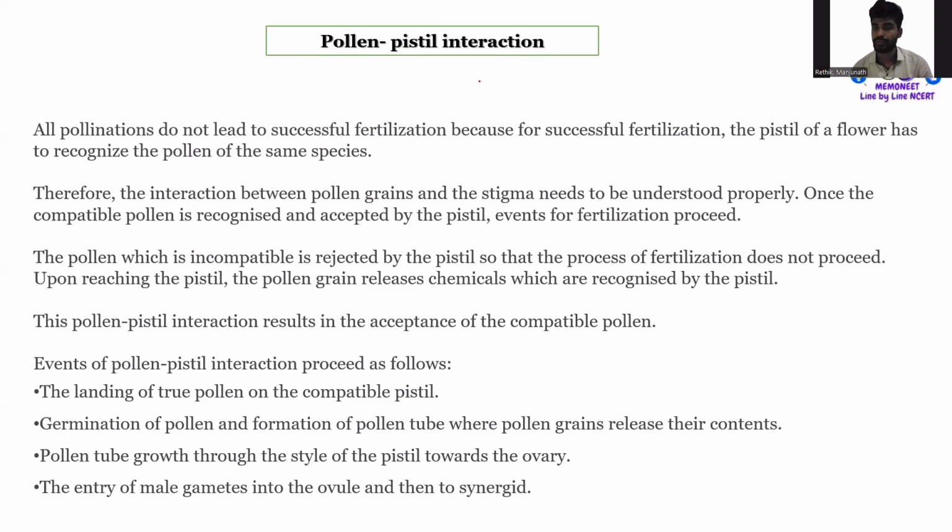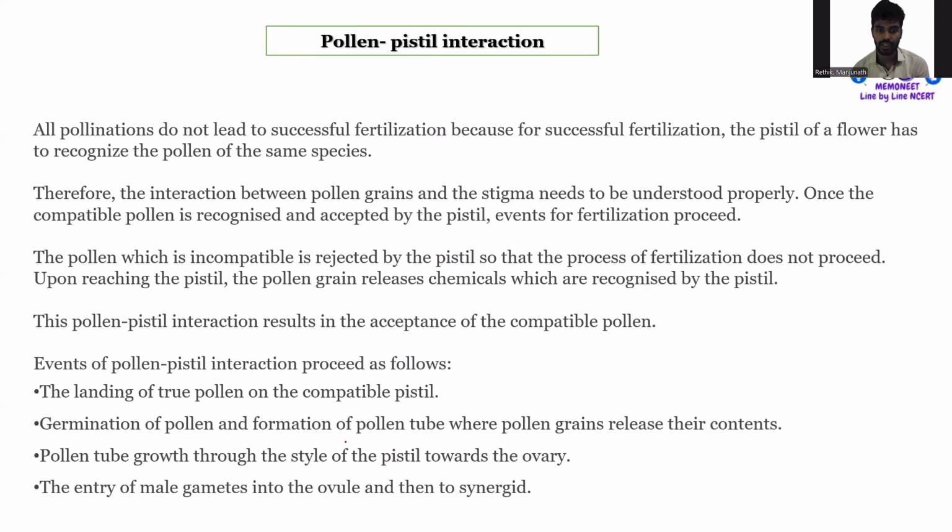So that is pollination. There are different devices which have been adopted by the plants or flowers, which are called outbreeding devices. Then how exactly does the interaction or pollination happen, like pollen-pistil interaction? That is what we are going to study in this slide.